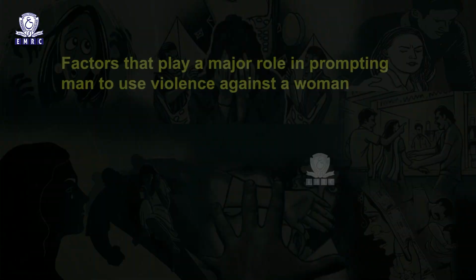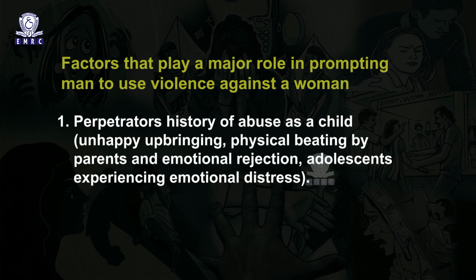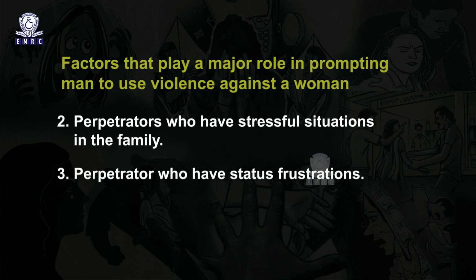Now we will know who are the perpetrators of violence against women. Men commit the majority of violent acts against women. There are three major factors that play a major role in prompting men to use violence against a woman. First, the perpetrator's history of abuse as a child, unhappy upbringing, physical beating by parents, and emotional rejection, adolescents experiencing emotional distress. Second, perpetrators who have stressful situations in the family, perpetrators who have status frustration.